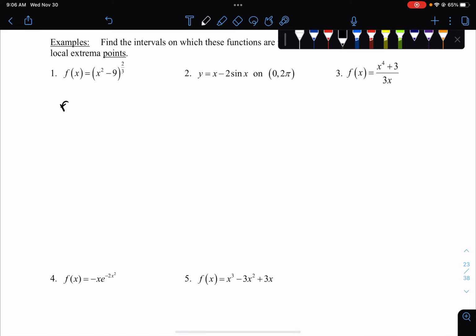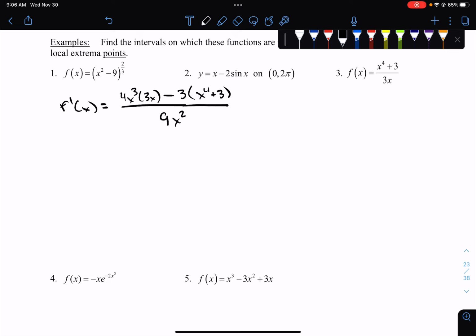So for number 3, f prime of x equals, this is a quotient rule problem, right? So on top, I've got to take the derivative of the top, which is 4x cubed, and I've got to times that by the bottom, which is 3x. Then I'm going to subtract the derivative of the bottom. Well, that's easy. That's just 3 times the top, which is x to the 4th plus 3. On the bottom, I get 3x squared. Isn't that just 9x squared?